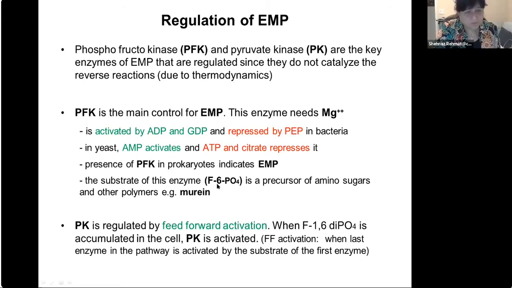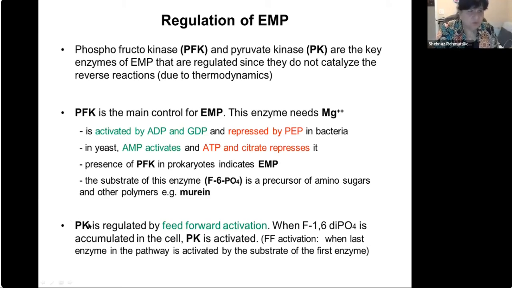Of course, your substrate for this enzyme is fructose 6-phosphate. This is a very important compound in bacteria because it's actually a precursor of amino sugars and other polymers such as your murein. So murein, being an exclusive compound found in bacteria only, requires this pathway to be operative. So this intermediate fructose 6-phosphate is there, and it can be channeled into the production of a cell wall component, the peptidoglycan.